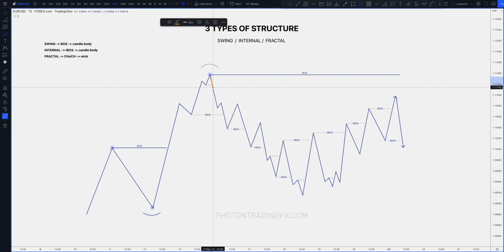So then let's say that CHoCH does work out and we do start to get that swing pullback, right? Sometimes there'll be that larger IBOS here, sometimes there won't, but in this case there is, right? So that's an even stronger signal now than a CHoCH, because not only is the fractal structure bearish at this point, but also the larger internal swings are. And really that's what we want our main focus to be on, right? Those larger internal swings. That's a lot more significant than just the fractal breaks.